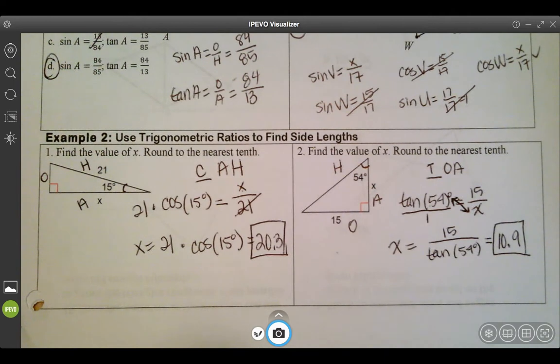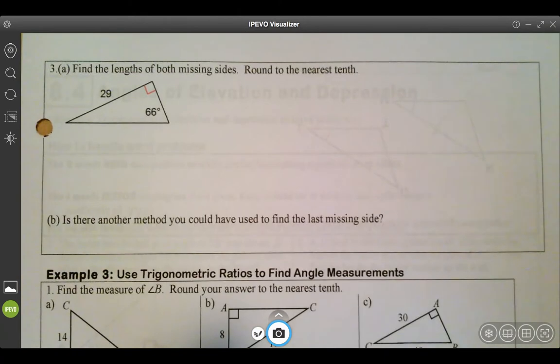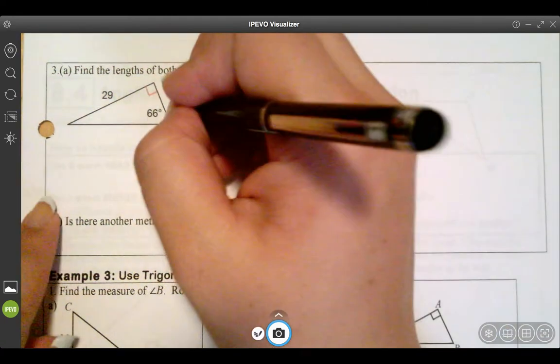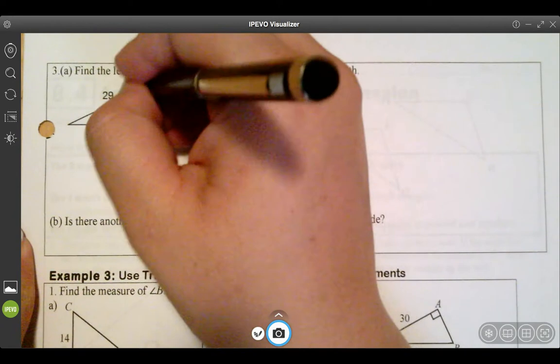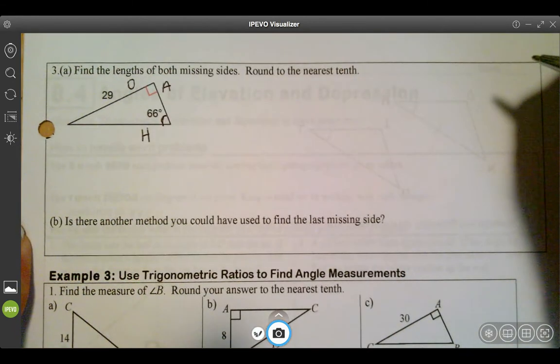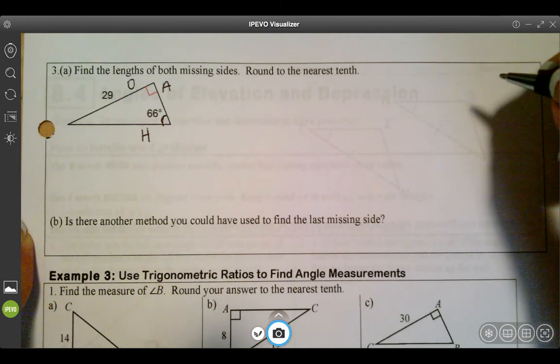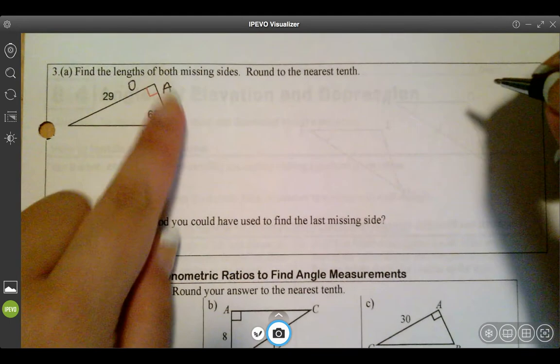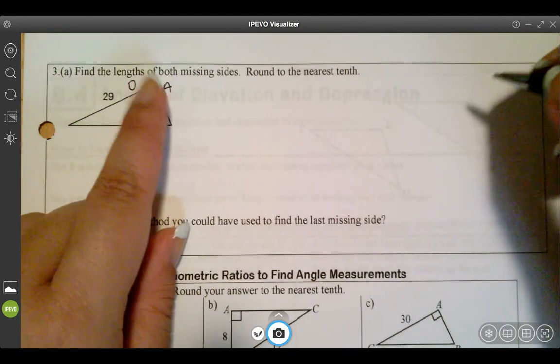Let's look at a few more examples. On the next example, we want to find the missing sides. There are two missing sides. So if this is my reference angle, opposite, adjacent, hypotenuse, it doesn't really matter which one you find first, but what we want to do is we only want to use the given information as much as possible. So for example, I'll find adjacent first.